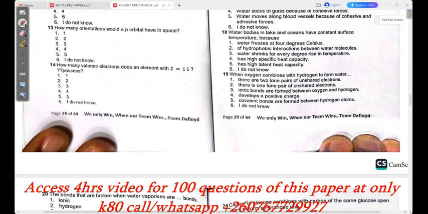13. How many orientations would a p orbital have in space? I explained this already. You have the px, py, and pz, so it's 3. You have 3.